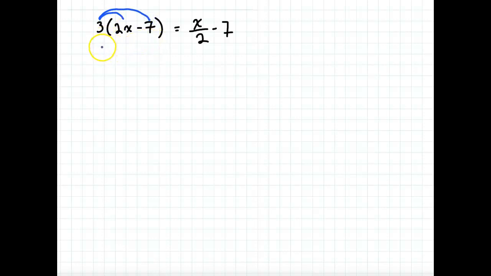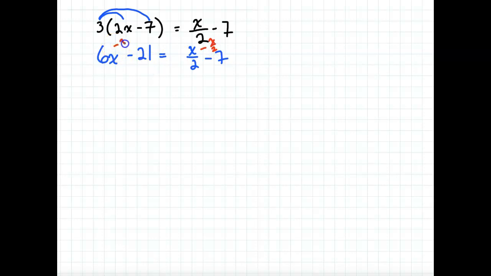So we have 3 times 2x is 6x. 3 times negative 7 is minus 21, is equal to x over 2 minus 7. So I think we just really want to have x's on one side, on the left side. So we need to subtract this amount of x's. That's a half of an x. I could also write it as a half x, but let's just subtract x over 2 from this side.